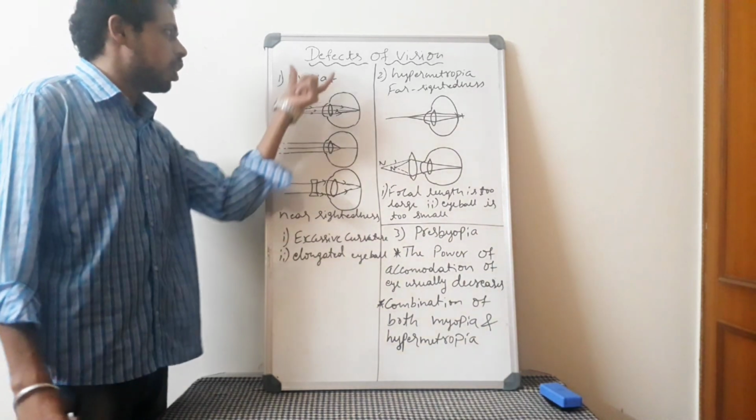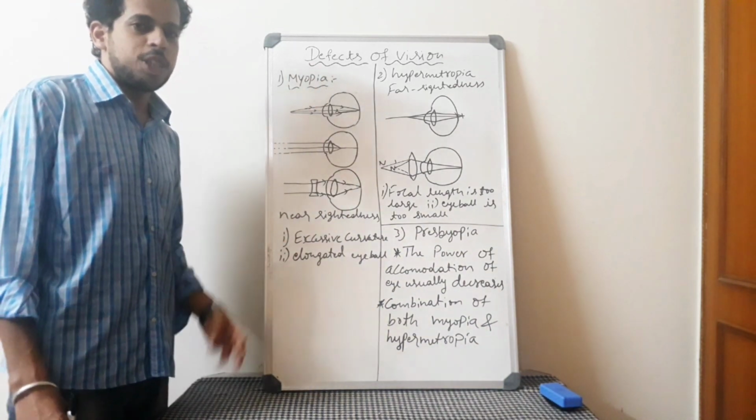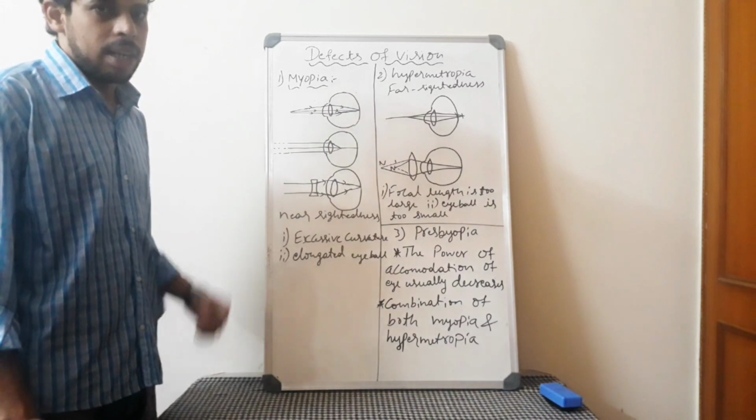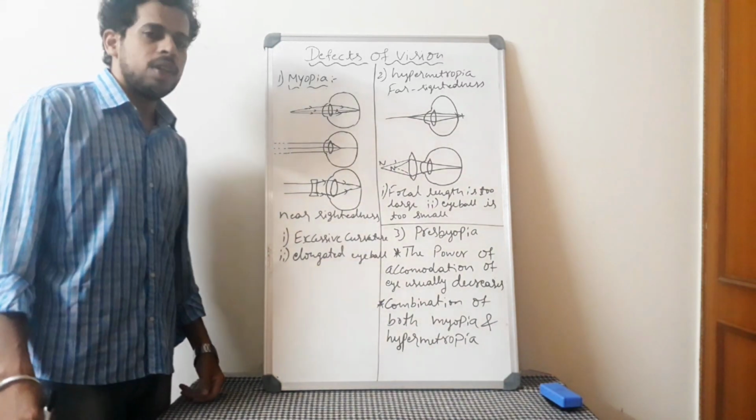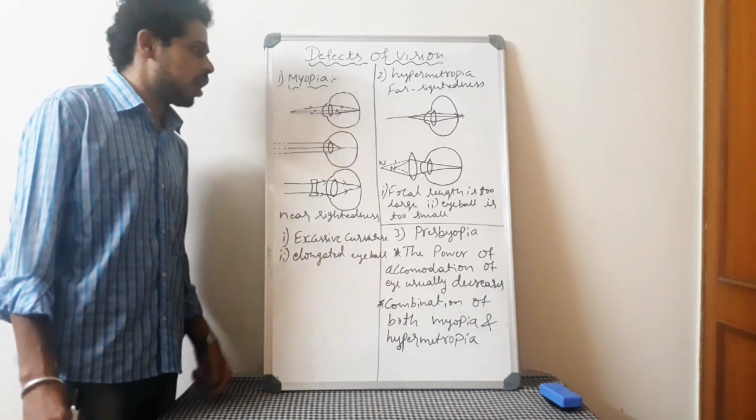In this lecture I am going to cover defects of vision, refraction through a prism, as well as dispersion through the prism. So first of all, let us see defects of vision. What are the defects we have?